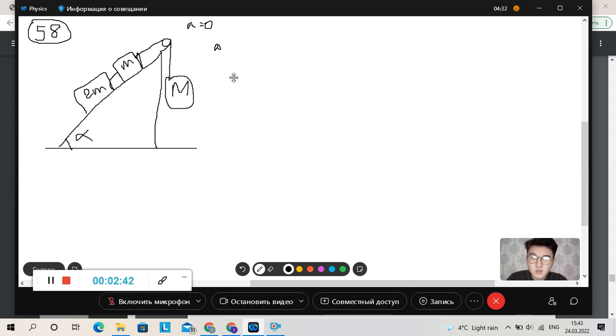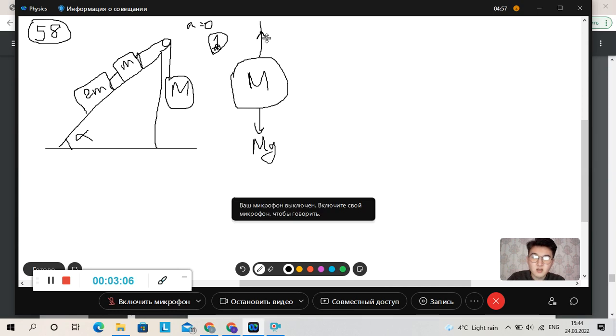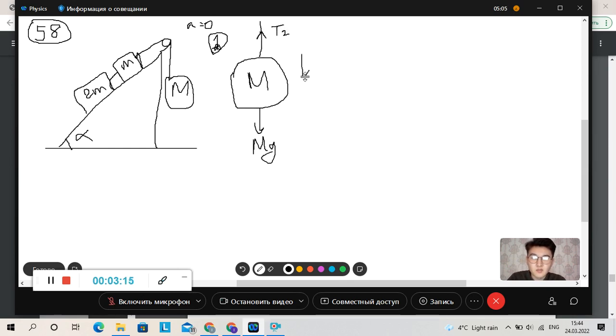We need to draw first the big M and we have Mg. I'm drawing this first part, and we have the tension up, and this will be tension 2. Okay, and we have the acceleration.